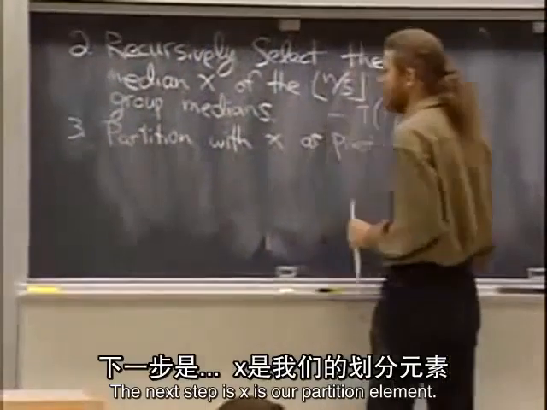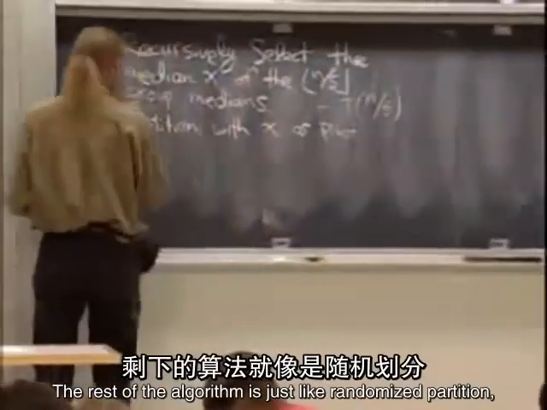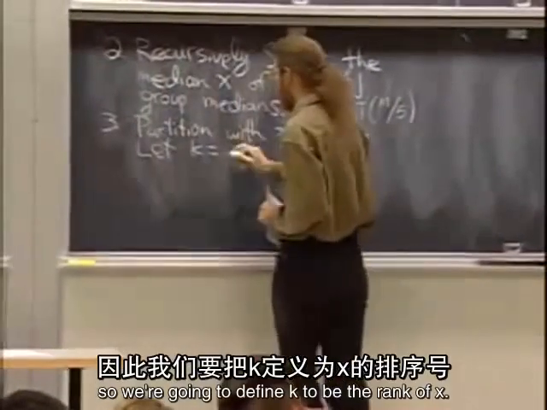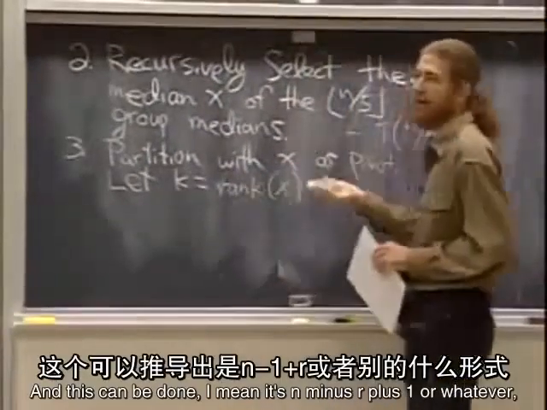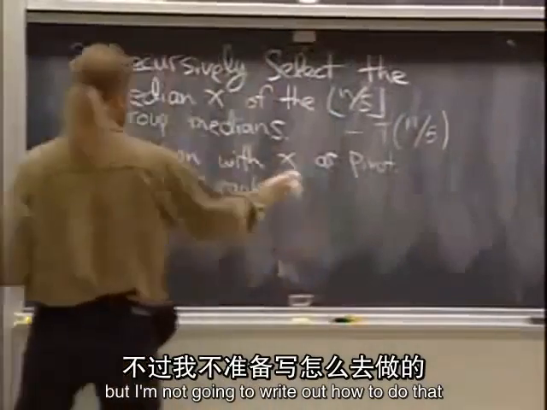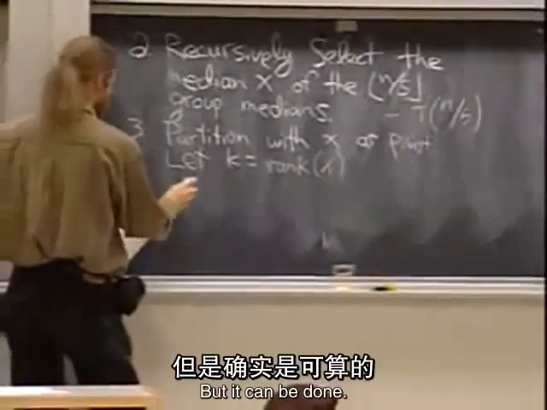The next step is x is our partition element. We partition there. The rest of the algorithm is just like randomized partition. So we're going to define k to be the rank of x. And this can be done, I mean, it's n minus r plus 1 or whatever. So I'm not going to write out how to do that because we're at a higher level here. But it can be done.